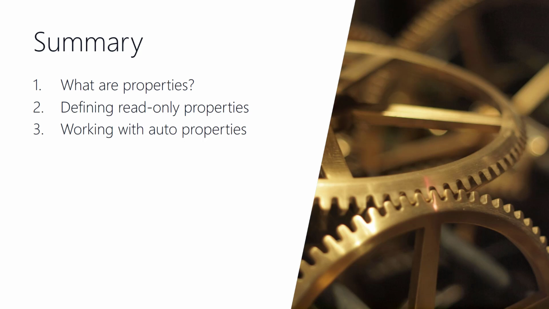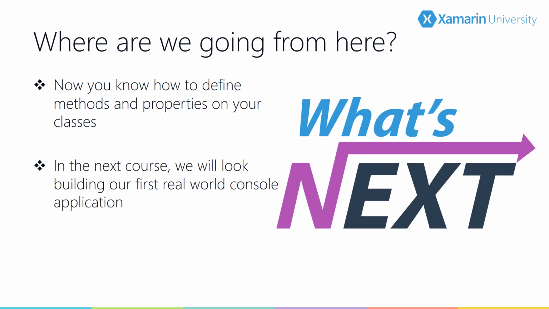So in this last section, we looked at properties. We looked at how we can create a property, how we can create read-only properties, and also auto properties. So in the next course, which is CSC105, we're going to stop learning new material, and we're going to focus on applying all the information that we learned in the 4 previous classes, and we're going to look at building a real-world console application.